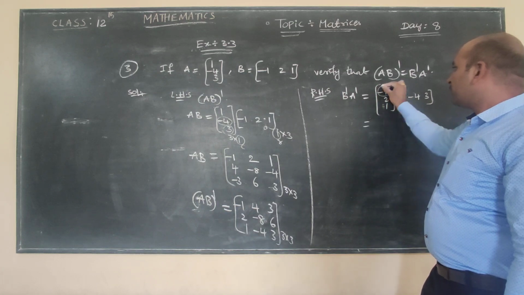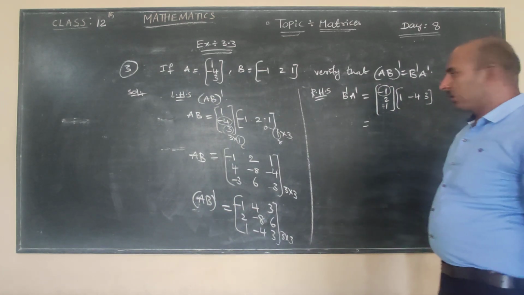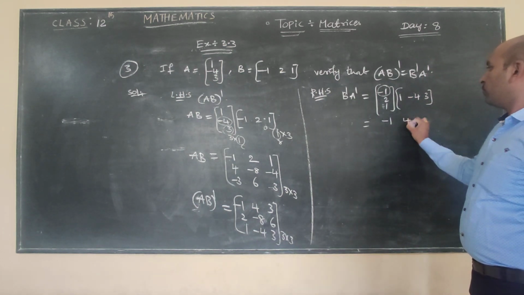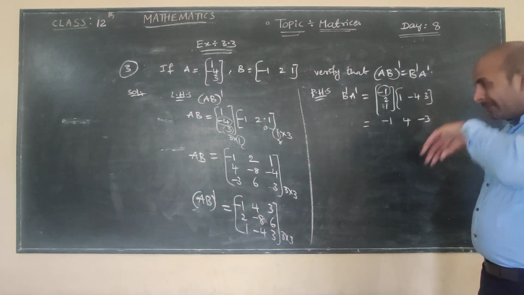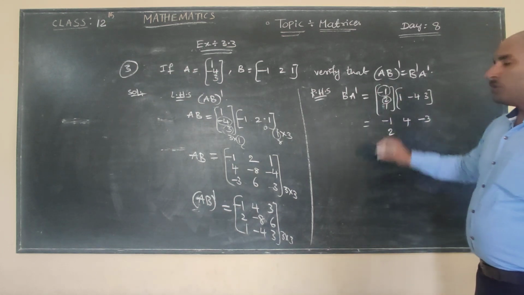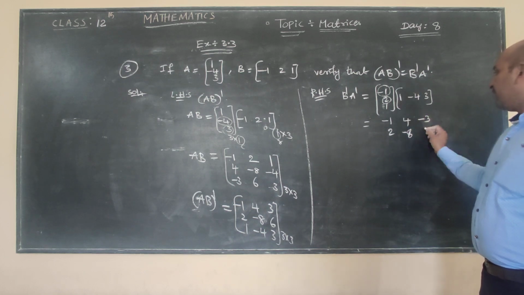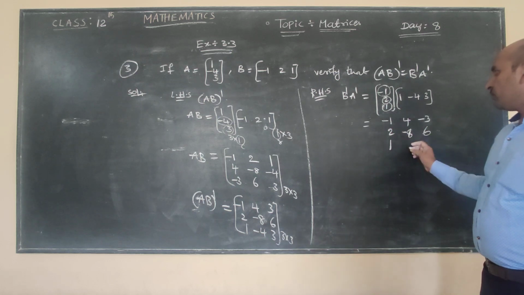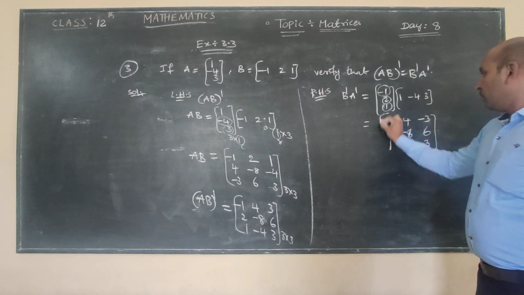Now multiply the first row with the second matrix's first column, second column, and again third column. Minus 1 into 1, minus 1, minus into minus, plus 1 into 4, 4, minus 1 into 3, this is minus 3. Coming to the second row, 2 ones are 2, 2 into minus 4, minus 8, 2 into 3, that is 6. Now the third row, 1 into 1, 1 into minus 4, that is minus 4, 1 into 3, that is equal to 3.